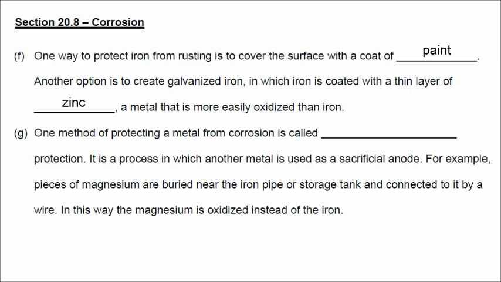One method of protecting a metal from corrosion is called cathodic protection, in which another metal is used as a sacrificial anode. So, for example, pieces of magnesium are buried near the iron pipe or a storage tank and then connected by a wire. So in this case, the magnesium is oxidized, and that protects the iron from being oxidized or rusting.